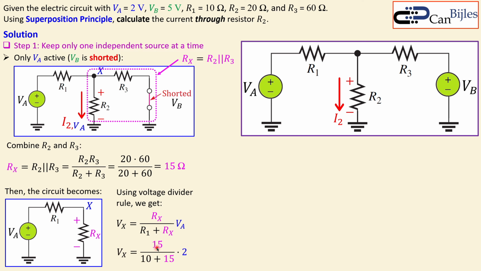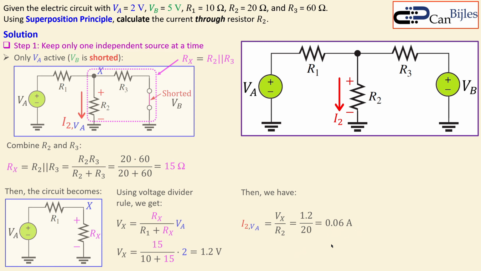It will then be 15 times 15 over 10 plus 15, that's the summation of this one, times 2, that's the voltage source value for VA, and you will get 1.2 volts. Now we are very close, because I would like to have this current due to that VA. Now I have its volts also, so V2 is equal to Vx. So we can say I2 comma VA is equal to Vx over R2. That is 1.2 over 20, and it will give you 0.06 amps or 60 milliamps.